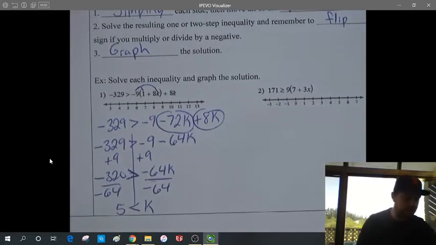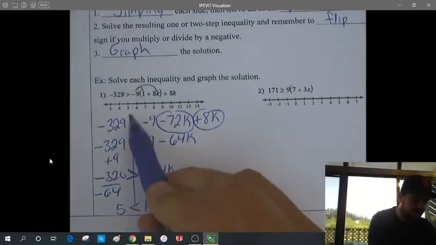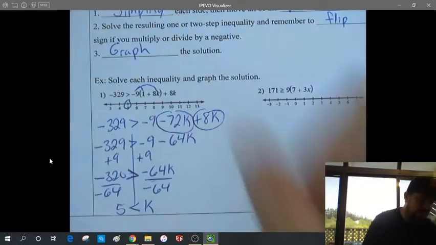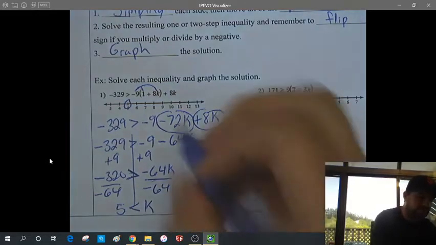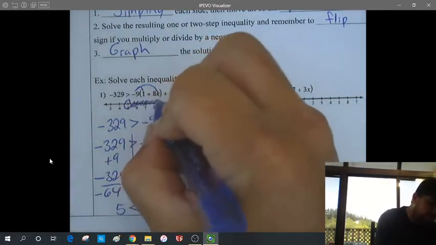So now, graph that. So going back up to the graph, I find 5. It's going to be an open circle at 5. Mouth is now facing towards the variable, so that would be shading to the right.